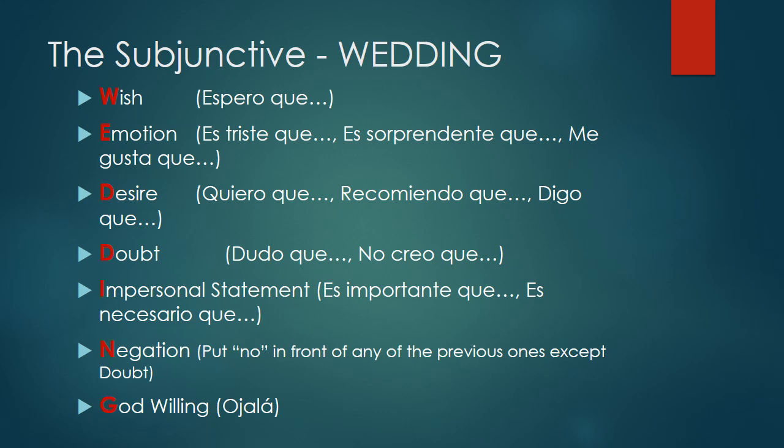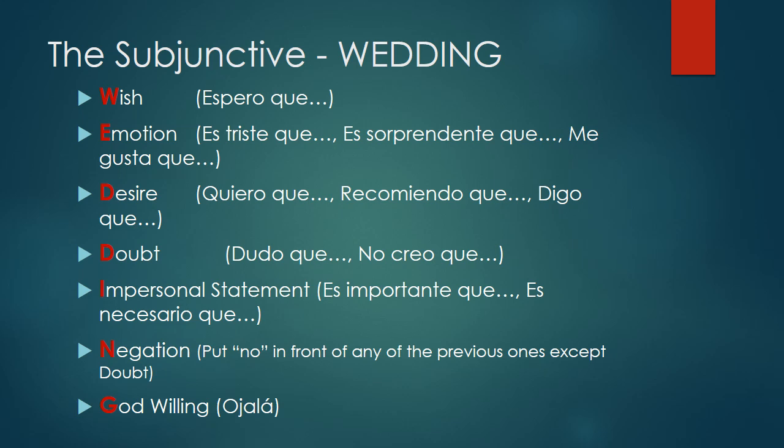One of the D's is for desire, like quiero que, recomiendo que, digo que. It's telling somebody that you want them to do something else. The other D is doubt, dudo que, or no creo que. And then the I is impersonal statement. So this is kind of like a general truth, like es importante que, es necesario que.